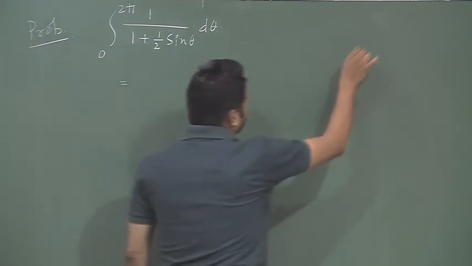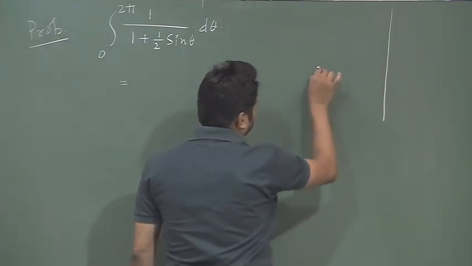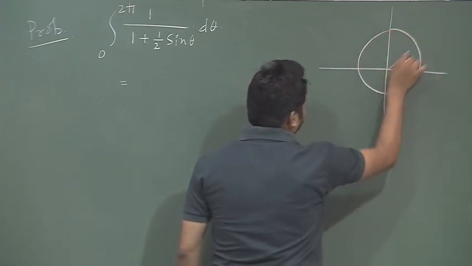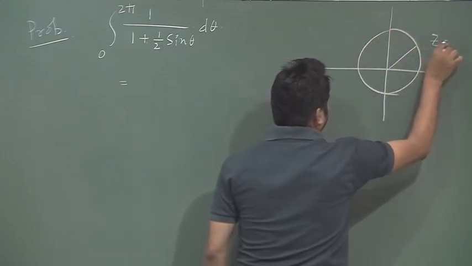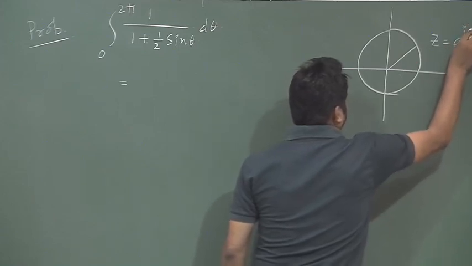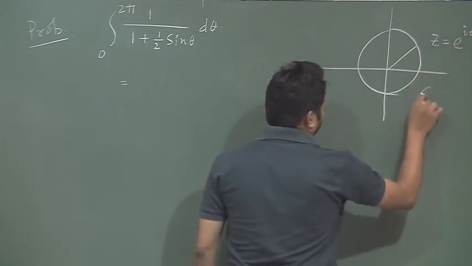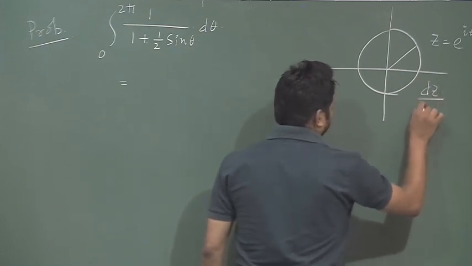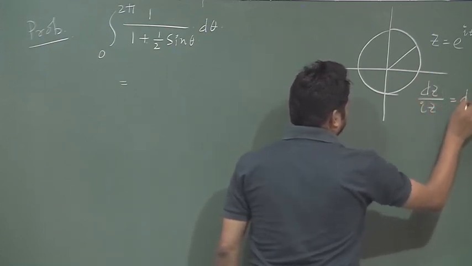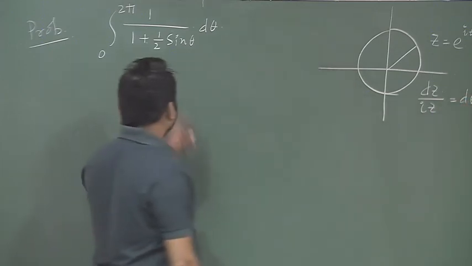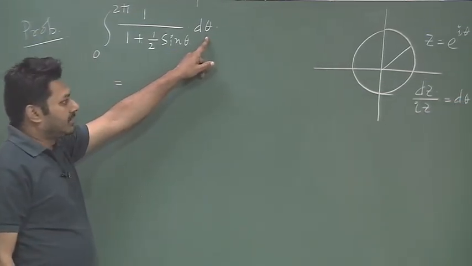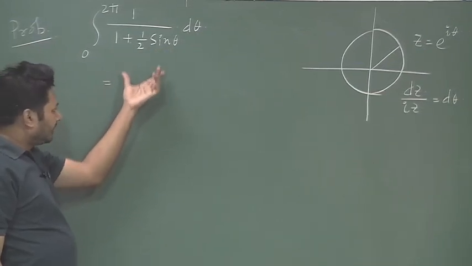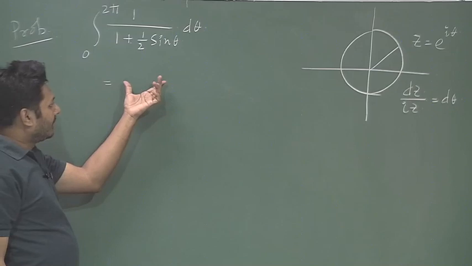In order to do that, we need to take our standard contour here, which is the unit circle with z equal to e to the power of i theta. Then dz by iz is d theta, that we have calculated. Now, we need to change this sin theta and d theta in terms of z, then we have a function. This function will be in terms of z.